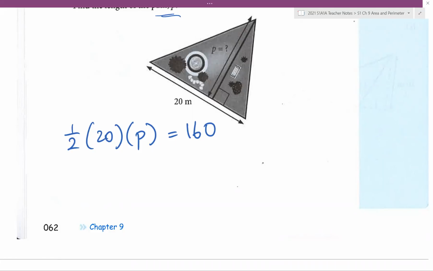160 divided by 10. Okay, sorry. Yanrei says 160 divided by 10 to get P. Do you agree? Do you agree with the working? He said divide by 10. Don't agree? Oh yeah, that's a good question. How did you get 10?